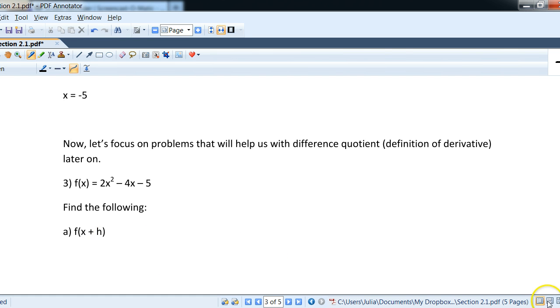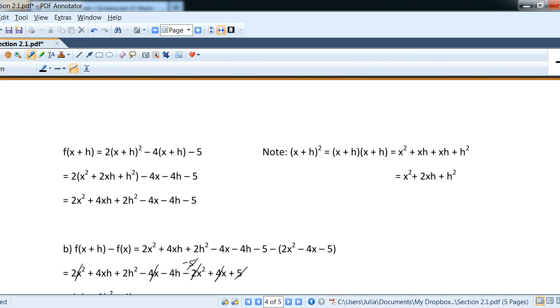So we're going to build up to the difference quotient by taking different portions. Note how we do need a little bit of algebra. So x plus h is basically going to go instead of the x into the equation. So we're going to have 2 times (x plus h) squared minus 4 times (x plus h) minus 5. And note how I'm expanding (x plus h) squared, or there is a shortcut you can follow.